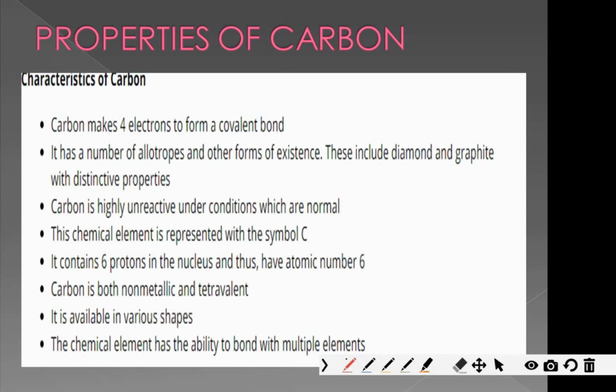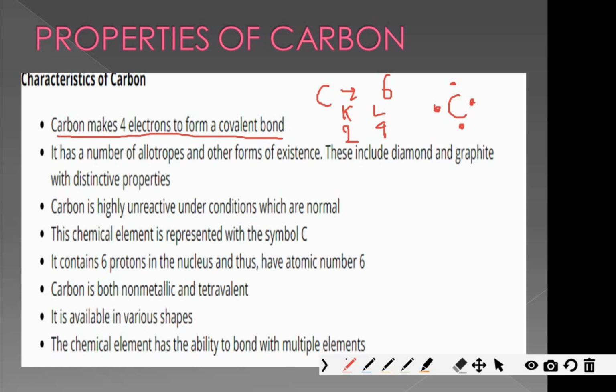Carbon makes 4 electrons to form a covalent bond. Let's see what this means. Carbon has atomic number of 6. So in K shell it will have 2 electrons, in L shell it will have 4 electrons. So in the outermost shell it will have 4 electrons. So I can write carbon like this. Only the outermost electrons participate in bond formation.